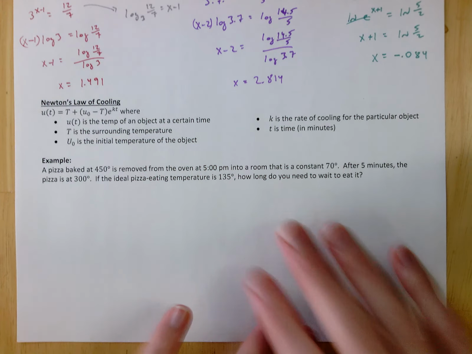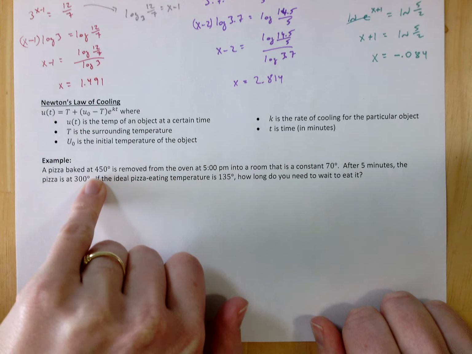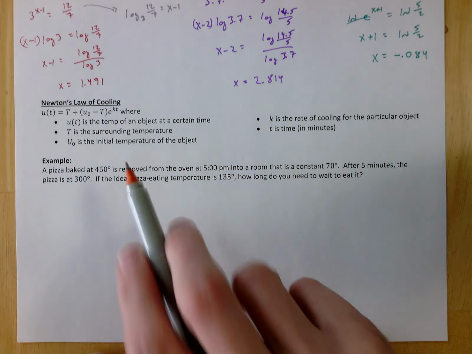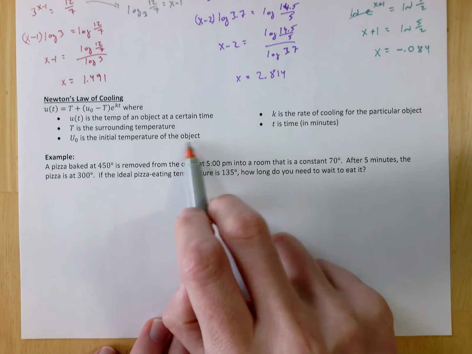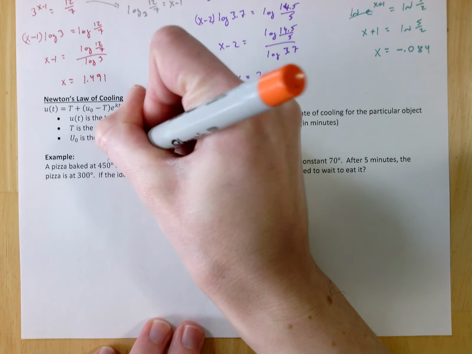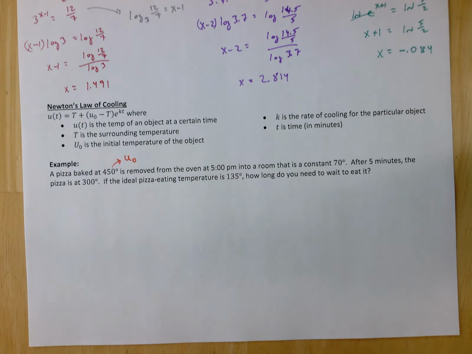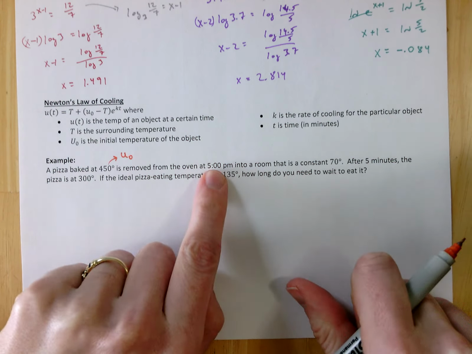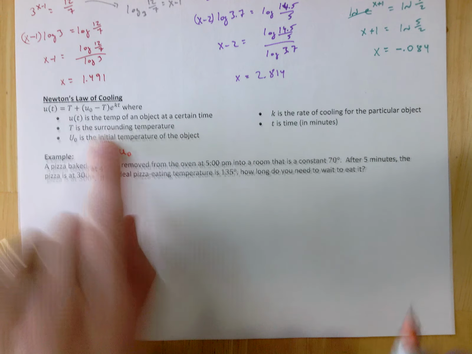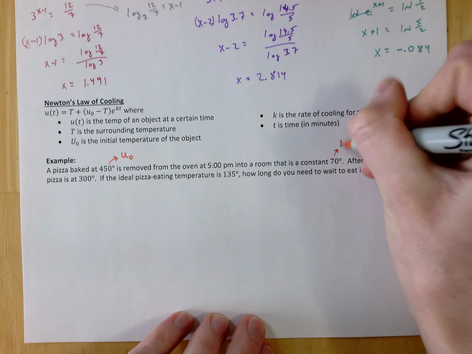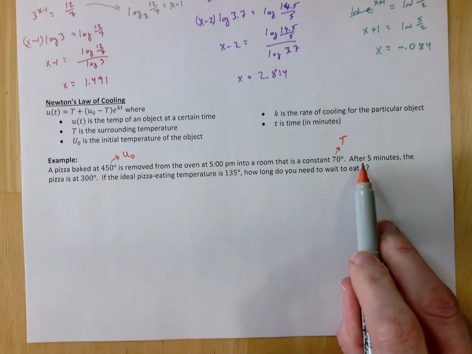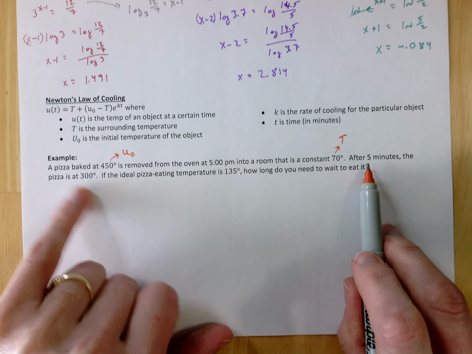So we got this pizza. We know its temperature being pulled out of the oven, right? So that right there is the initial temperature of the object. So when you first pull it out of the oven, this is how hot it is. So that's U naught. All right, it's removed at 5 o'clock, and it's a room that's a constant 70 degrees. So capital T, that's the surrounding temperature.